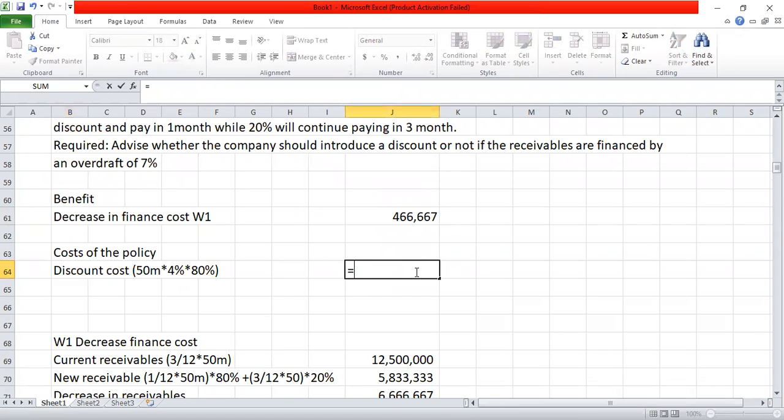So here I will have 50 million times 4% times 80%. This is the cost of the discount. If you look at this, you can find that the discount cost is above the benefit you are getting. So in that case, it may not be advisable. Our net benefit is going to be minus.